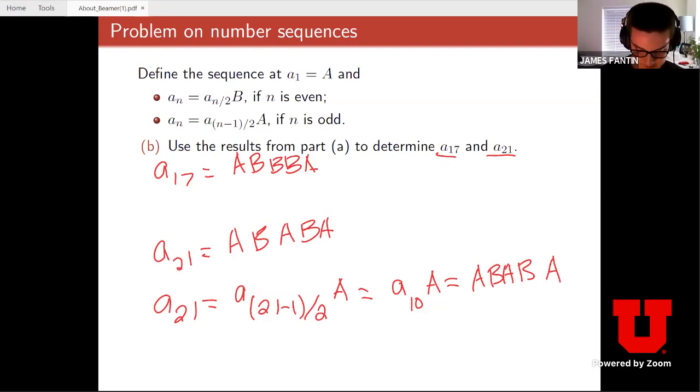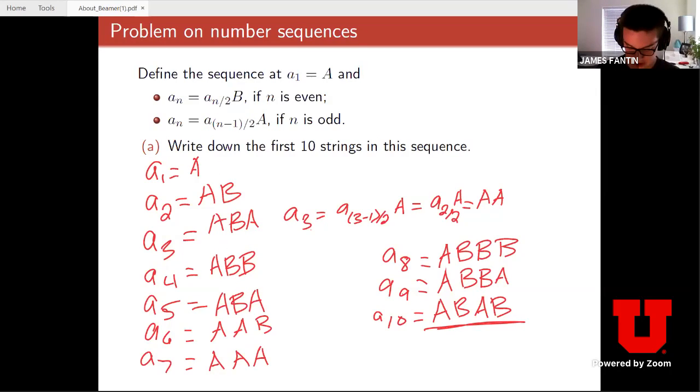So if n is odd, you are right. We're going to take whatever a sub (n minus 1) divided by 2 is, and then we're going to add an A. But we can get a B if this value contained a B. So like in the A21 example, we end up with A10 and then A. And if you remember how we found A10, that one had B's in it. And we know it'll have B's in it because it was even. So we know it had to end in a B.